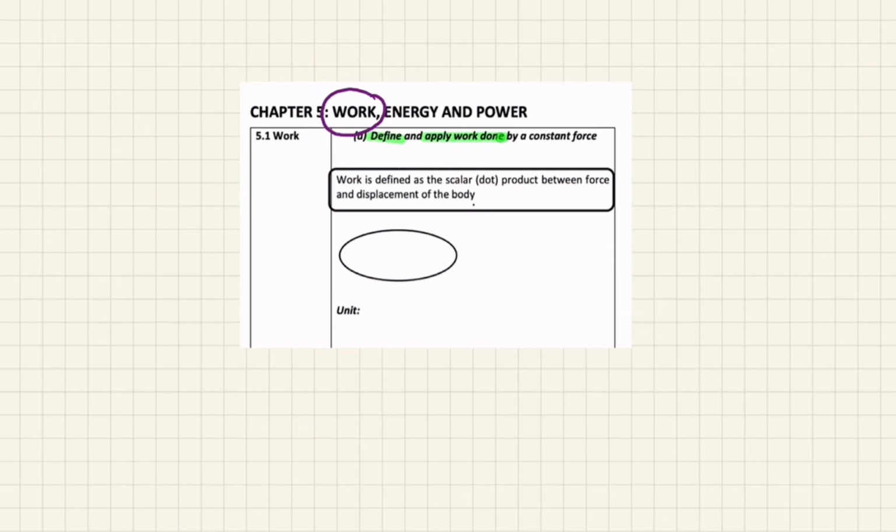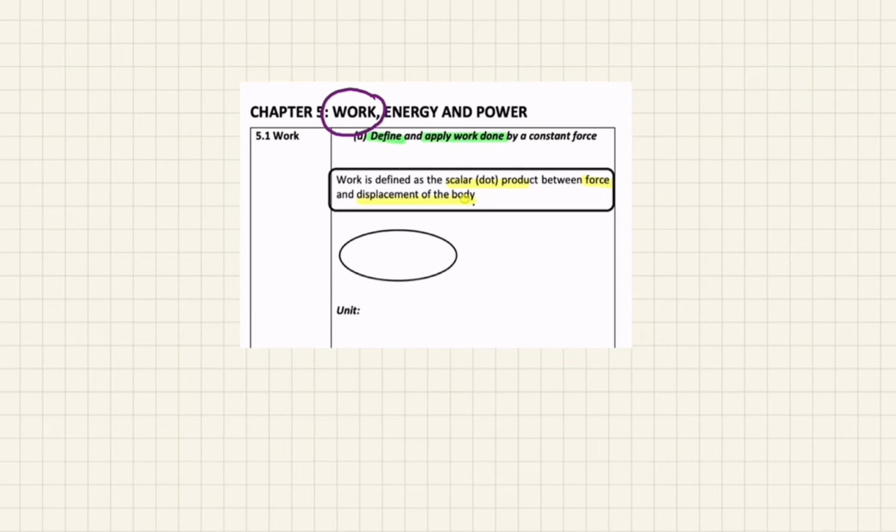So when you define, you can state it in words, or you could also give the equation. So let's see both of it. For the first one, define. You should be able to define work. Work is defined as a scalar dot product between force and displacement of a body.